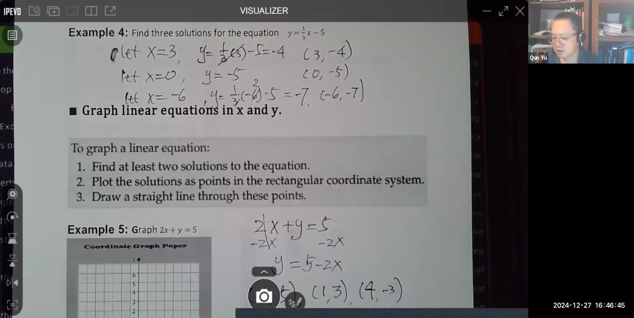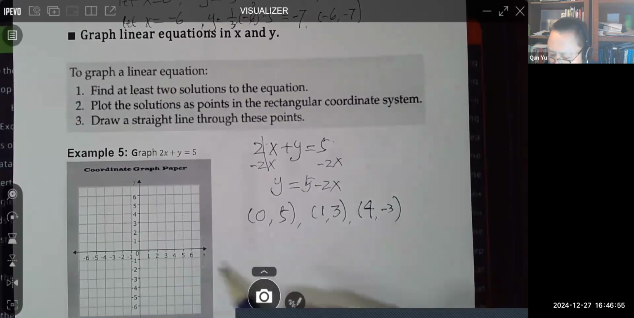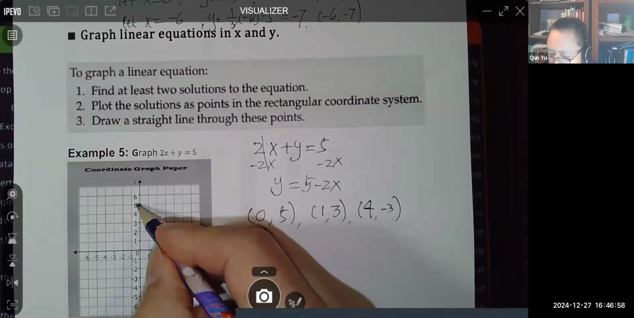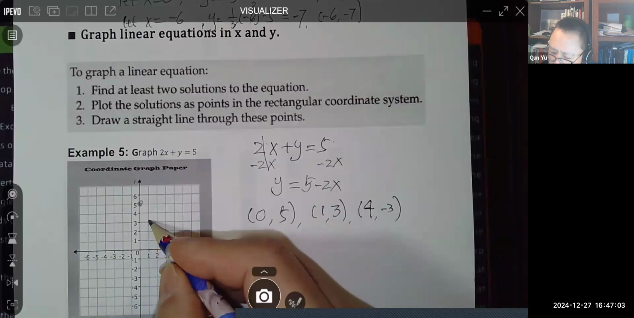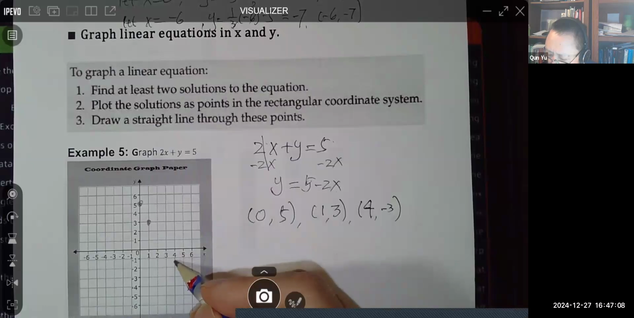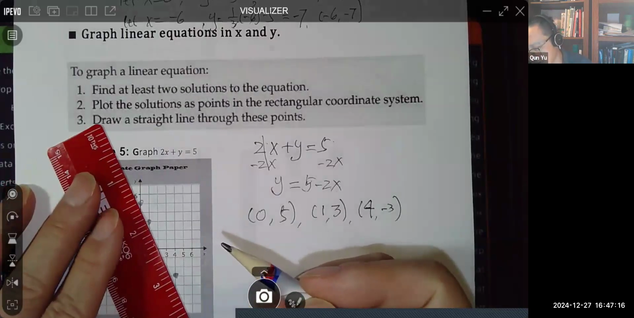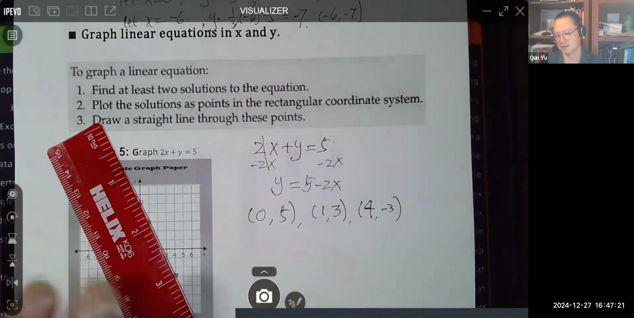Now I get 3 points. I'm going to use a pencil just in case I made some mistake in calculation, right? So 0, 5, x is 0, y is 5. X is 1, y equals 3. And x equal to 4, y equal negative 3. Oh, here's negative 1, 2, 3. They're supposed to be on the same line. Look at that. Yeah. That's the graph.